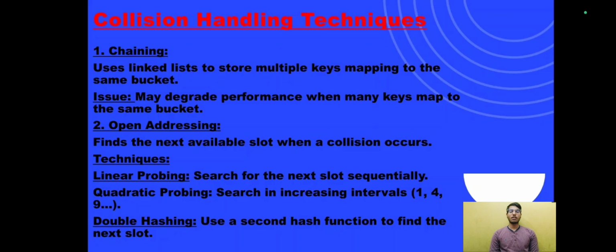And the second method is open addressing, where instead of storing all the colliding keys in one bucket, we find the next available slot. There are a few techniques for this: linear probing, quadratic probing, and double hashing. Linear probing searches for the next empty slot sequentially. Quadratic probing looks for empty slots by increasing the interval at which we search. And double hashing uses a second hash function to calculate where to place the next data, minimizing the collisions even further.